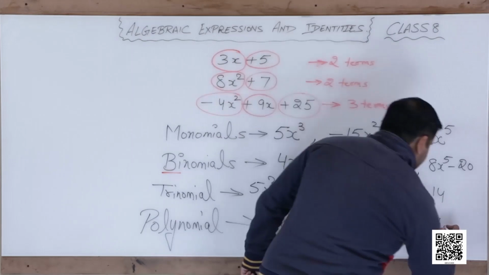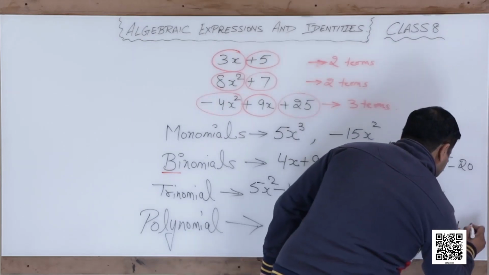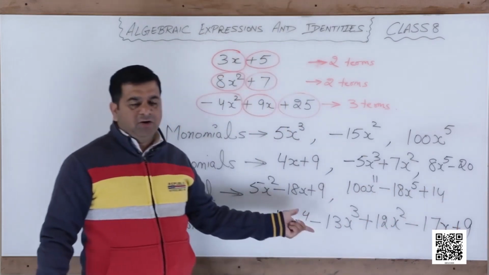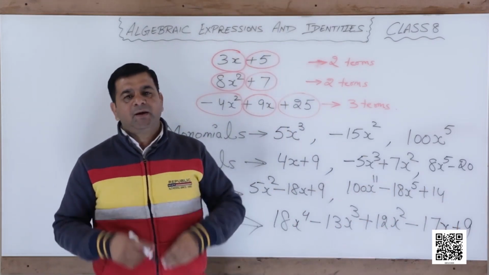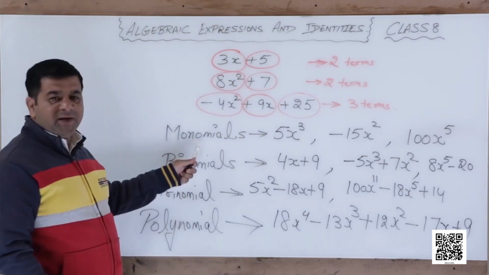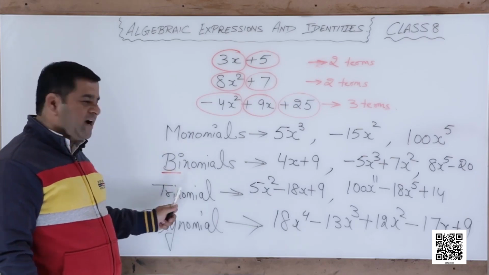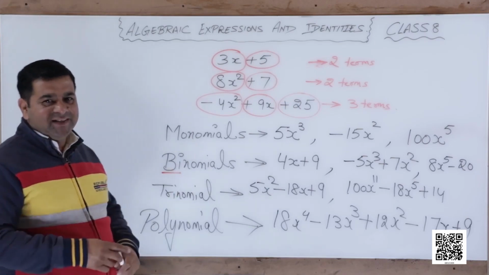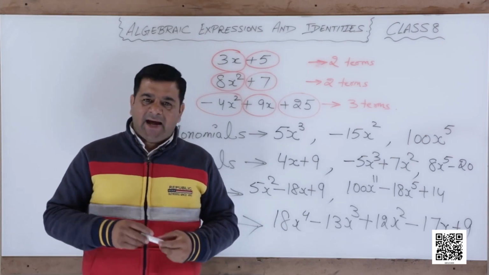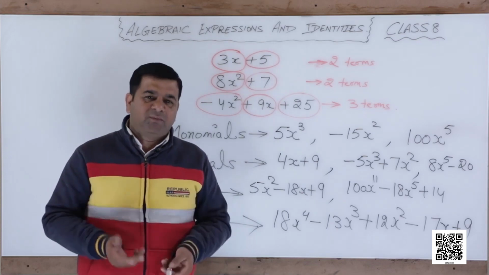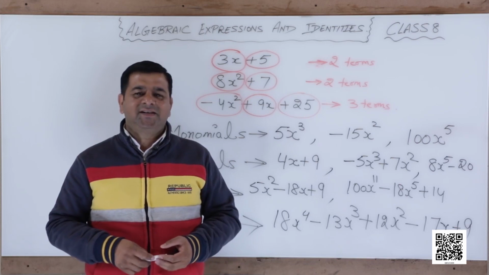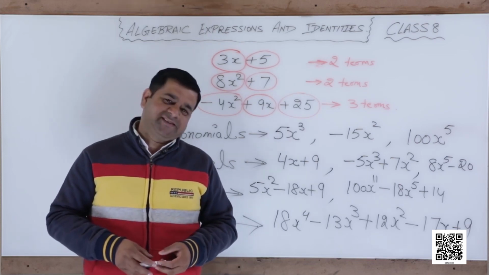And suppose it has now 1, 2, 3, 4 and 5 terms, so now again it will be known as a polynomial. So I hope you are clear with monomials, binomials, trinomials and polynomials. So we see that algebraic expressions can be classified on the basis of the number of terms in that expression. Now let's learn something more about algebraic expressions.